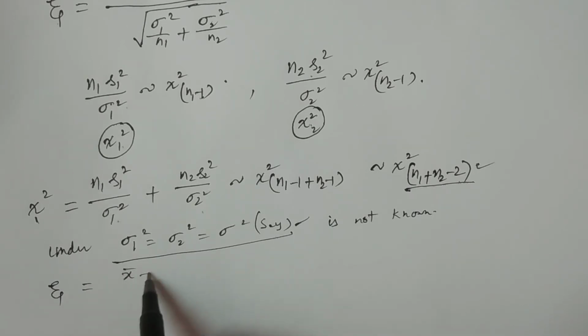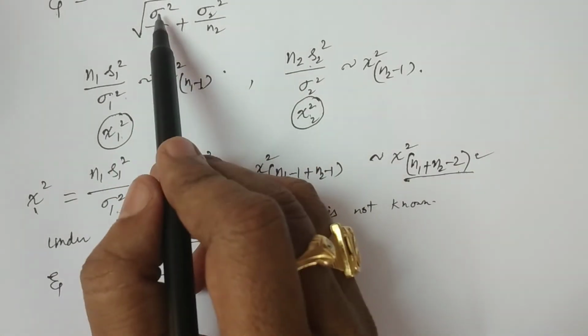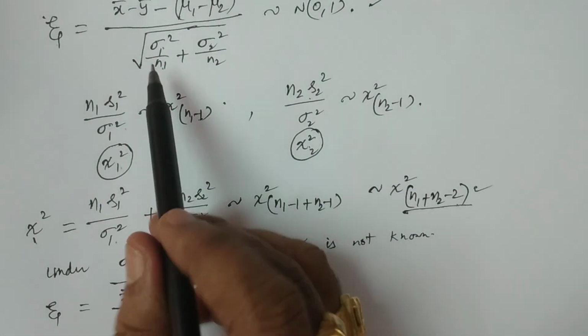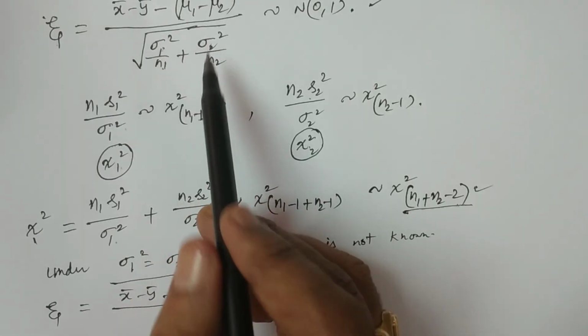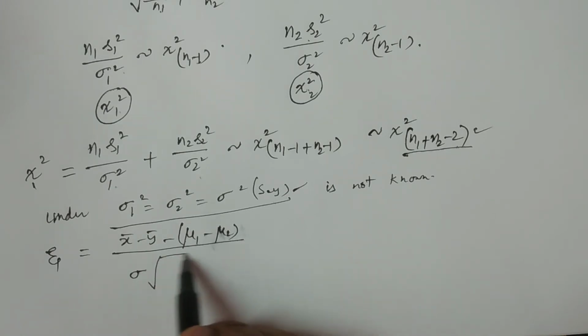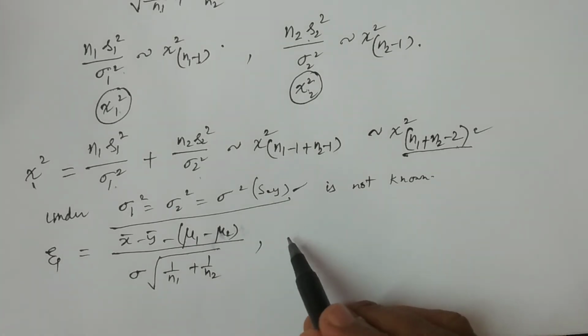x bar minus y bar minus of mu1 minus mu2 divided by square root of sigma 1 square by n1 plus sigma 2 square by n2. Then which means sigma 1 square is equal to sigma 2 square is equal to sigma square. If you take sigma square common, then you can take sigma outside, sigma into square root of 1 by n1 plus 1 by n2. This is chi. And what is chi-square?